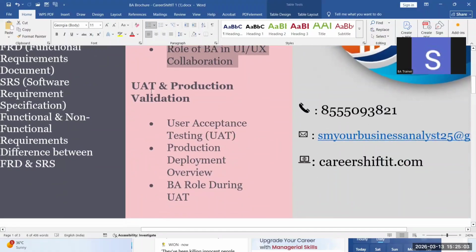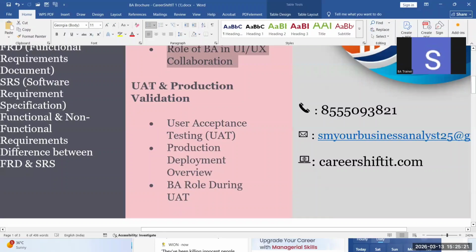And we will also be teaching you UAT and production validation, so user acceptance testing, which is very crucial. As a business analyst, you will be doing testing, guys, in the work environment for every requirement in the sprint, because you are going to gather the requirement, right?